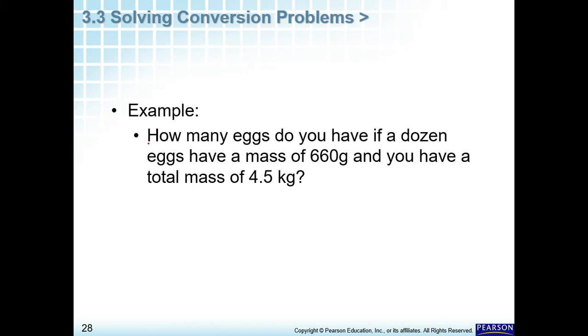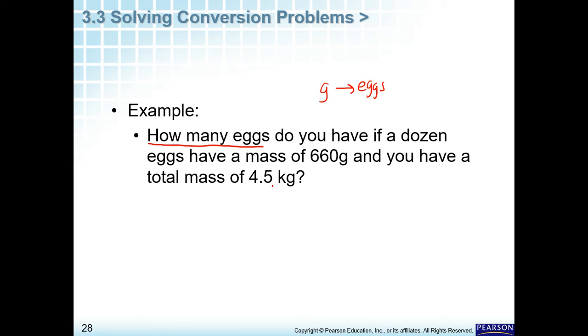This one's asking for how many eggs. So here, eggs is what I'm trying to end with. So I have to ask myself, well, what in this problem will eventually allow me to get eggs? And so you have to read it. Do I know any relationship between eggs and another unit? Well, my problem says a dozen eggs has a mass of 660 grams. So we know eggs and grams are related. So grams should be able to get me over to eggs.